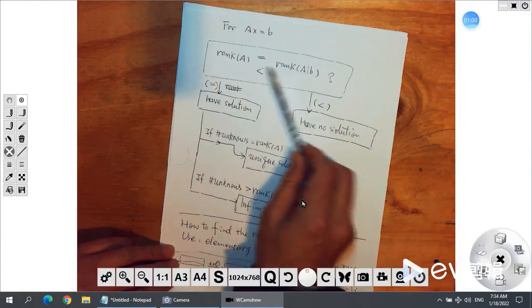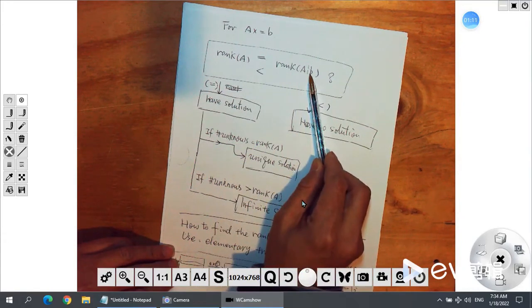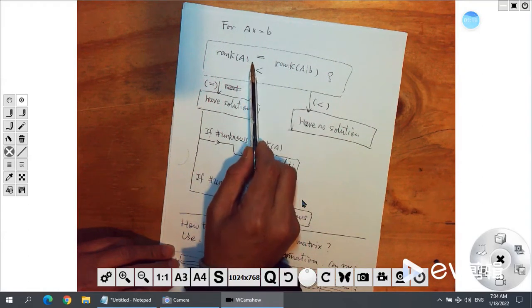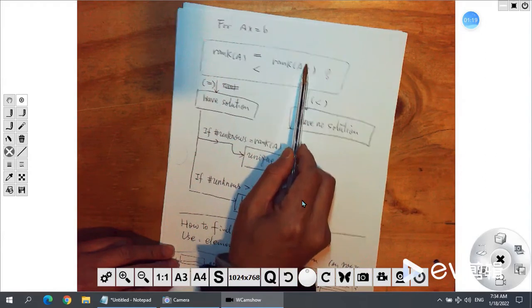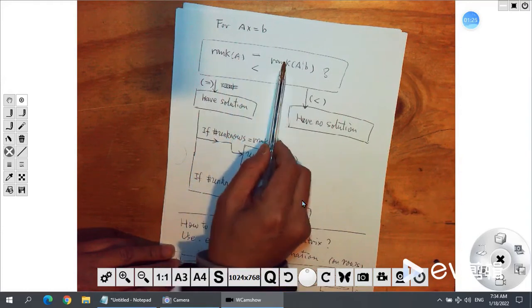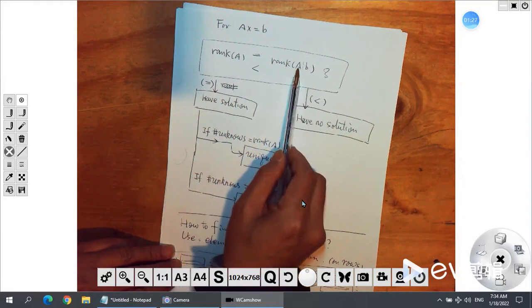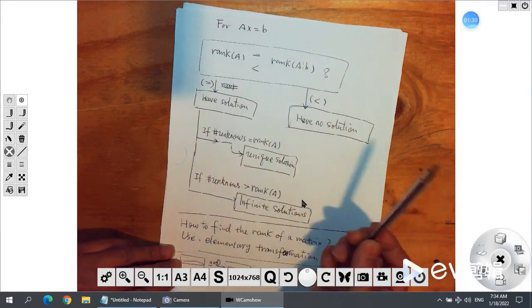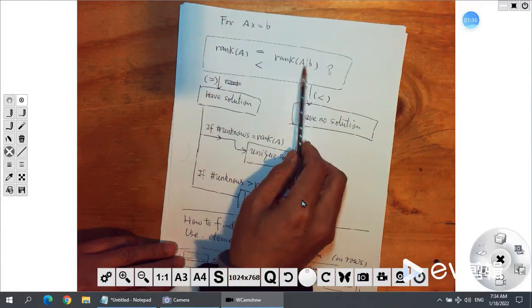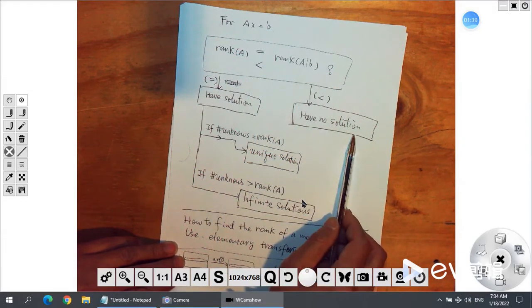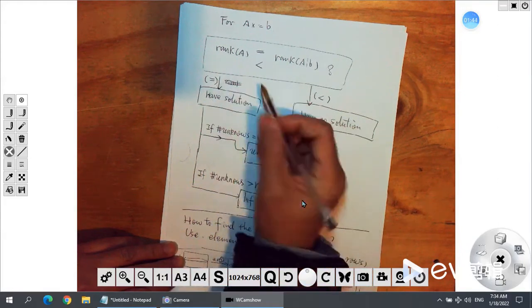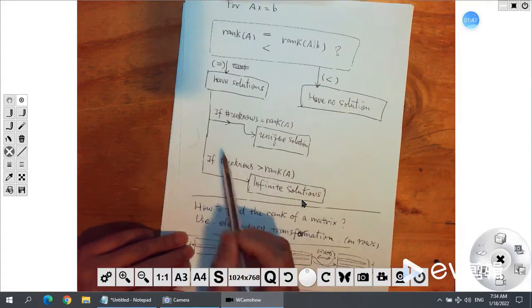Check the rank of A and of A, B. Then you have two cases, smaller or equal. The rank of A cannot be larger than the rank of A, B, because this side is larger. So we have two cases. If the rank of A is smaller than the rank of AB, then there's no solution. If they have the same rank, then we have a solution, but maybe more than one.